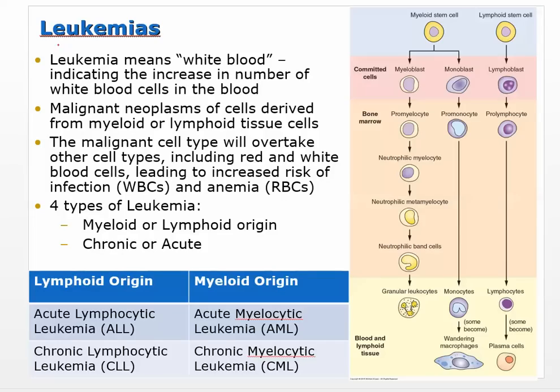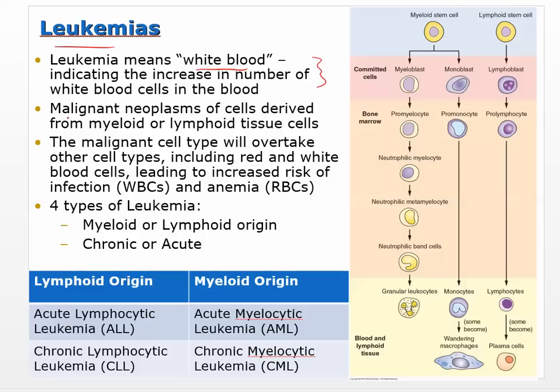Okay, so leukemia. The definition means white blood. That's what leuko means, and then the emia refers to the blood. So leukemia means white blood, indicating the increase in the number of white blood cells in the blood. When the person who originally discovered it was looking at this, they noticed that there seemed to be kind of a switch. There were more white blood cells than red blood cells, so they called it white blood and named it leukemia, which is a fine name.